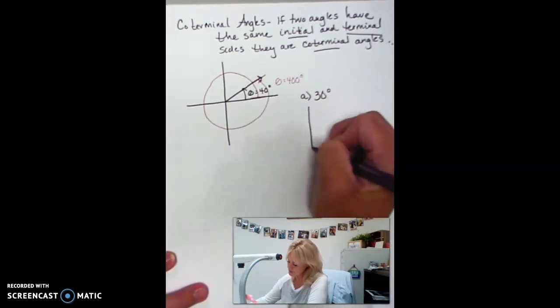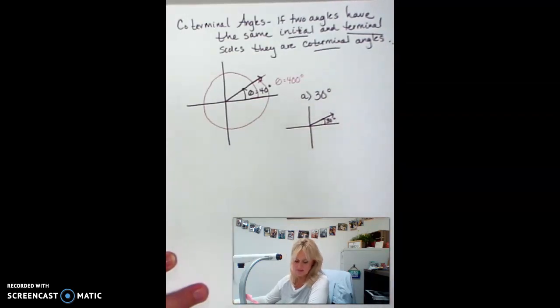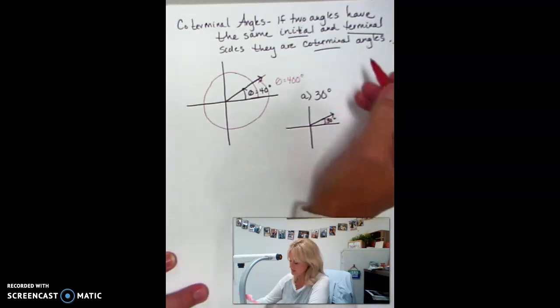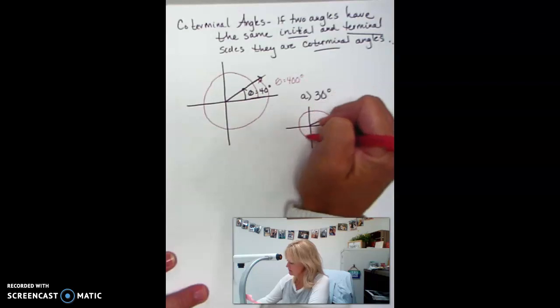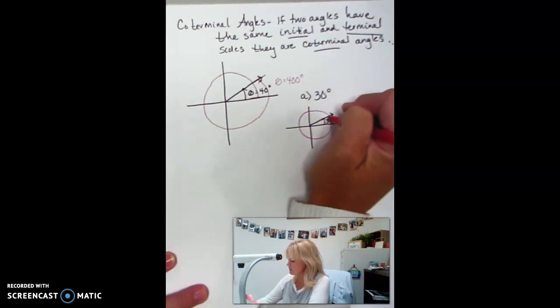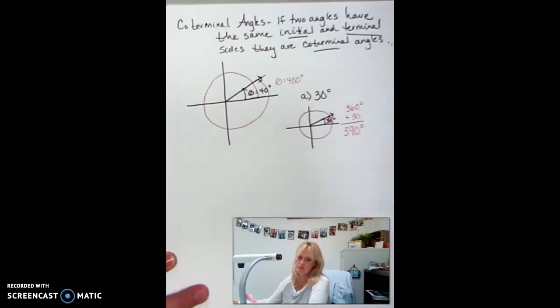So, name a coterminal angle to 30 degrees. Well, if it helps, quick sketch it. 30 degrees looks just like this. But what's another way that I can find a coterminal angle? I can start and end right here. I've gone all the way around one time, so that's 360, plus I've gone another 30 degrees. So a coterminal angle would be 390 degrees.